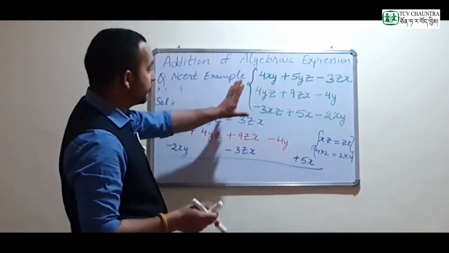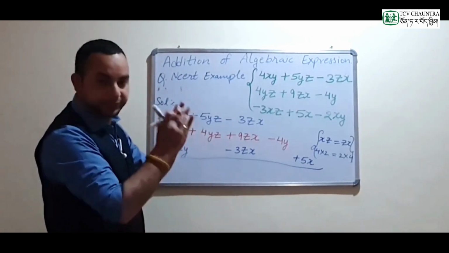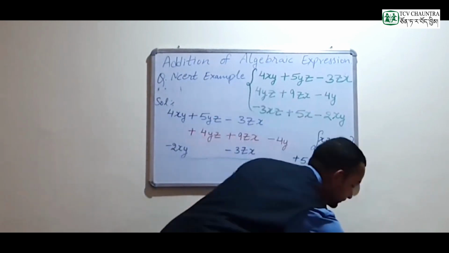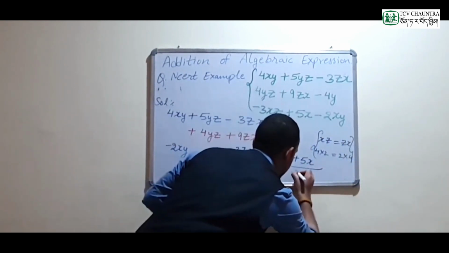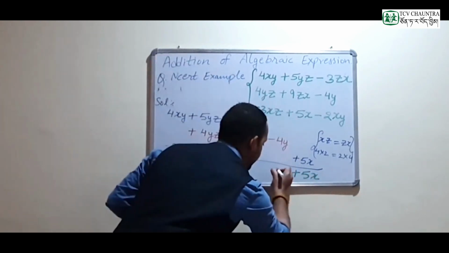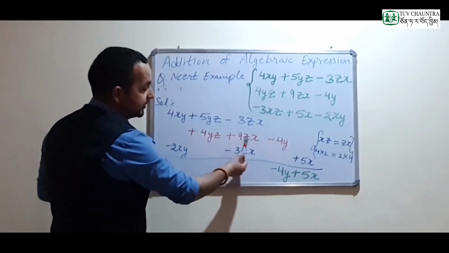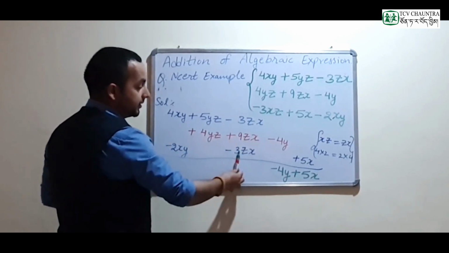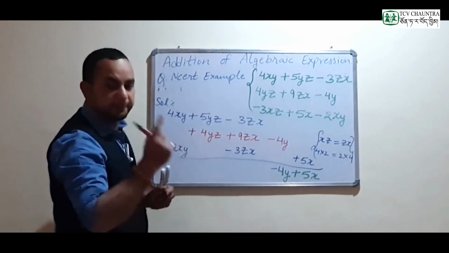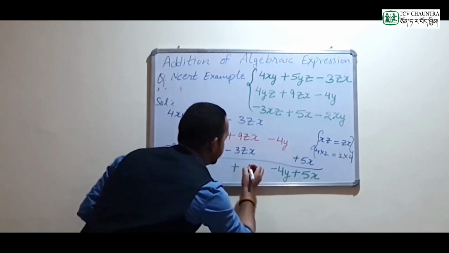We arrange these three different expressions in a row and in like terms. Now we are going to add these. So here the answer is plus 5x. Here it's negative 4y. Here it's positive 9zx. Here it's negative 3zx, here is negative 3zx, which means negative 6zx. And negative 6zx plus 9zx, your answer is positive 3zx.